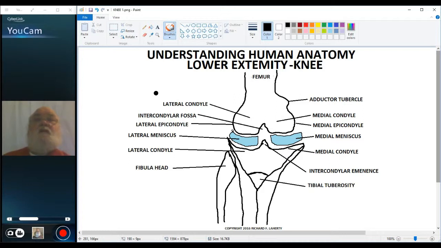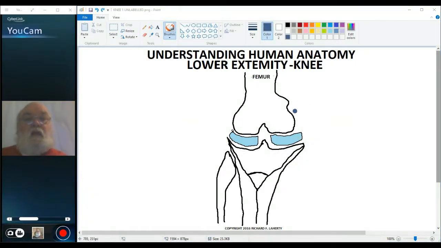Now, I want to discuss the joint and the ligaments within the joint. So in order to do that, I'm going to erase the labels so that I have room to draw in the new structures. Now, the knee joint is supported by several ligaments. The first one I'm going to draw in is here on the medial side. And this is the medial collateral ligament.